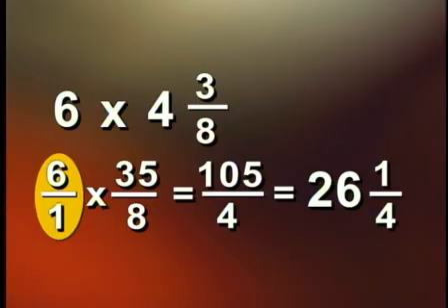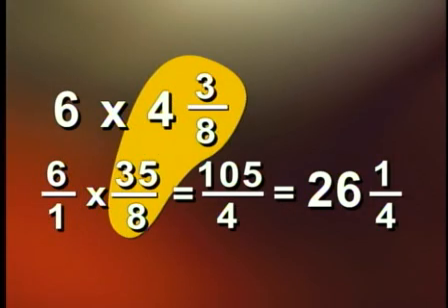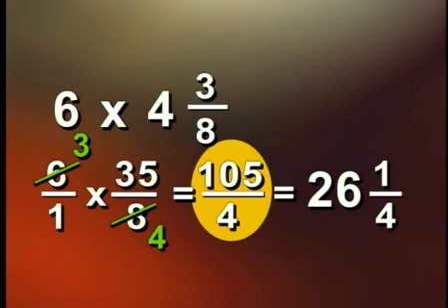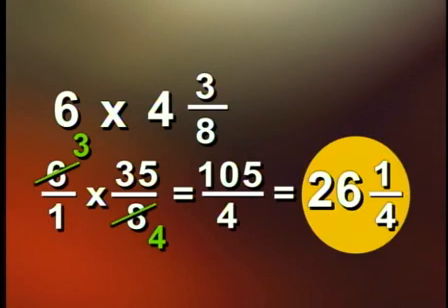And, of course, we multiply 6 over 1 by 35 over 8. Now we can cancel. We can cancel the 6 and the 8. Both are even numbers. We obviously cannot cancel the 35 and the 1, since the only number that divides 1 is 1. We multiply across and get 105 fourths. We simplify to 26 and 1/4.